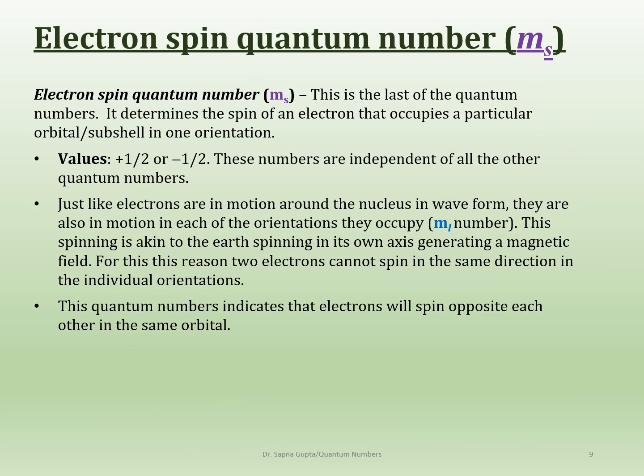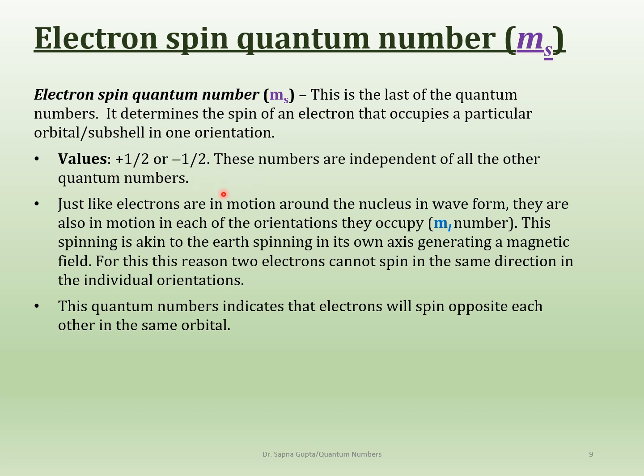So now for the last number, which is the ms number. The ms number is what's called the magnetic spin number. The magnetic spin number has only 2 values, +½ and -½. And this has to do with how the electron is spinning.